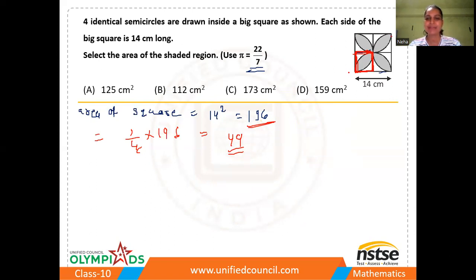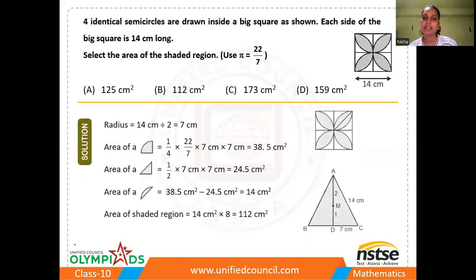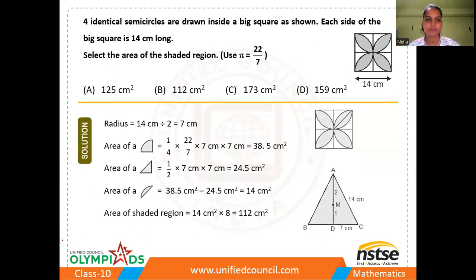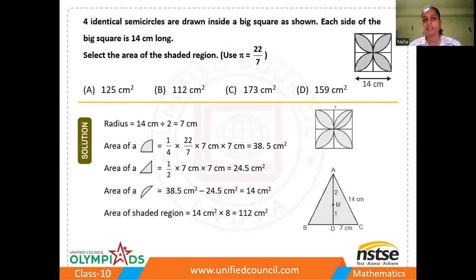So how can I find out the area of the shaded portion? Let me show you one diagram for this, so that it can be clear to you. Just look at this diagram very carefully. As we can see, this is a half circle.